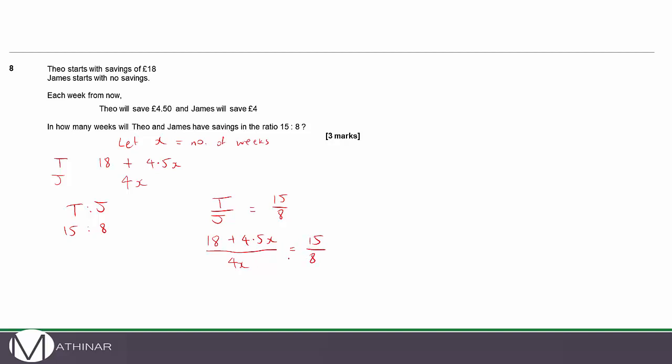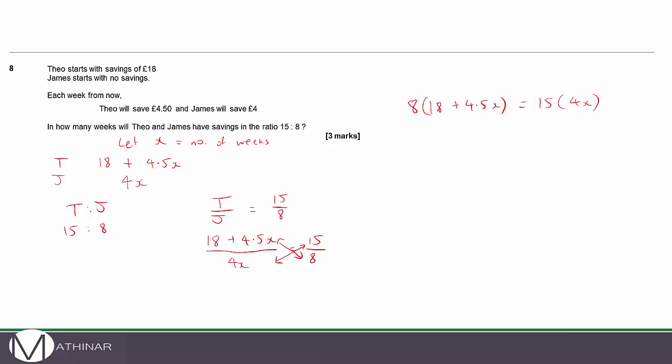Now we have a fraction equal to another fraction, so what we can do is cross multiplication. The top of the left multiplied by the bottom of the right is equal to the bottom of the left multiplied by the top of the right. So let's do this times this. Let me leave it in brackets for now. So 8 times 18 plus 4.5x is equal to 15 multiplied by 4x.